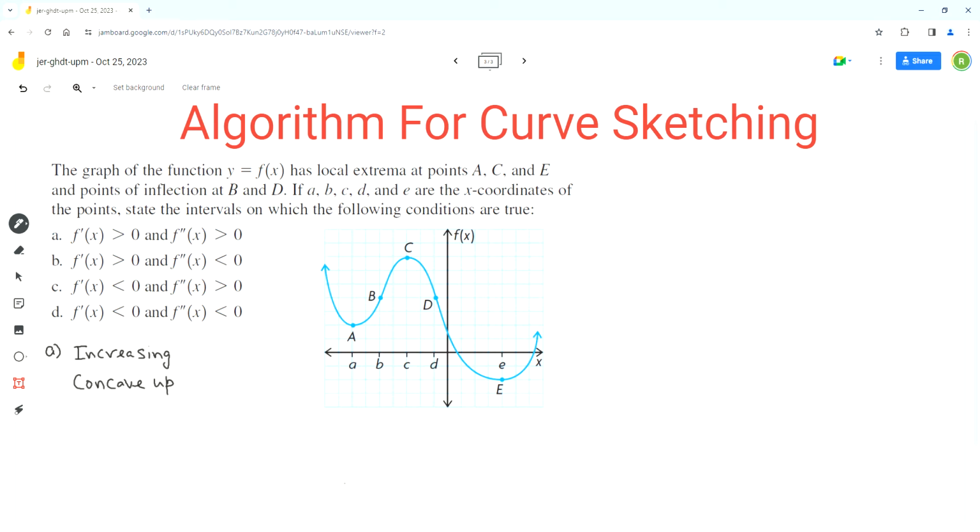The part where the function is increasing and it's concave up is from point A to B, because as we go from point A to point B, the y value is increasing, the curve is sloping upward, and the curve is making a smiley face. So that's why the first interval for part A is that x is between A and B.